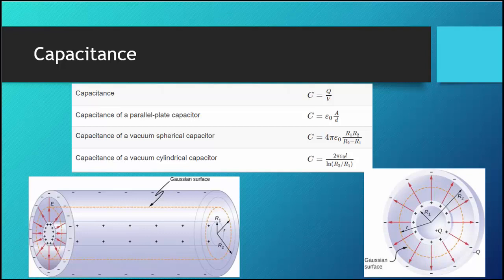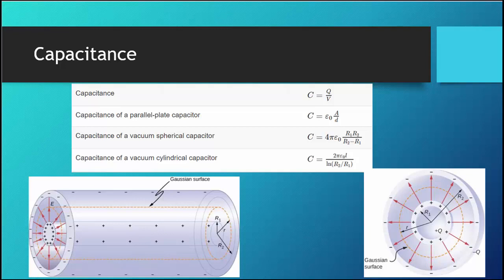You've got a parallel plate capacitor, which is epsilon naught times area divided by the distance between the plates. You've got, for a sphere, two spheres, one inside the other, 4 pi epsilon naught, and the two radiuses multiplied together, where R1 is the inside radius of the inside sphere, and R2 is the inside radius of the outside sphere, divided by the difference between the two. And I'm going to show you where both of those come from, starting with Gauss's law in just a minute.